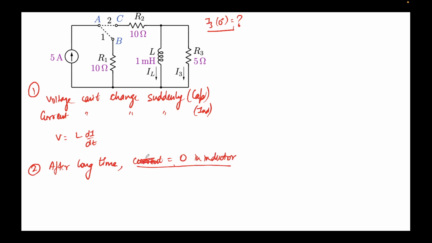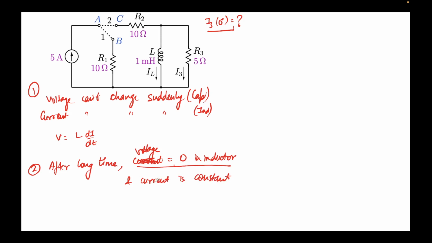Sorry, voltage should become zero in an inductor, and current will become constant, right? Because if that's not happening, the current keeps on changing. So the current becomes constant after a long time. If the current becomes constant, the voltage becomes zero.